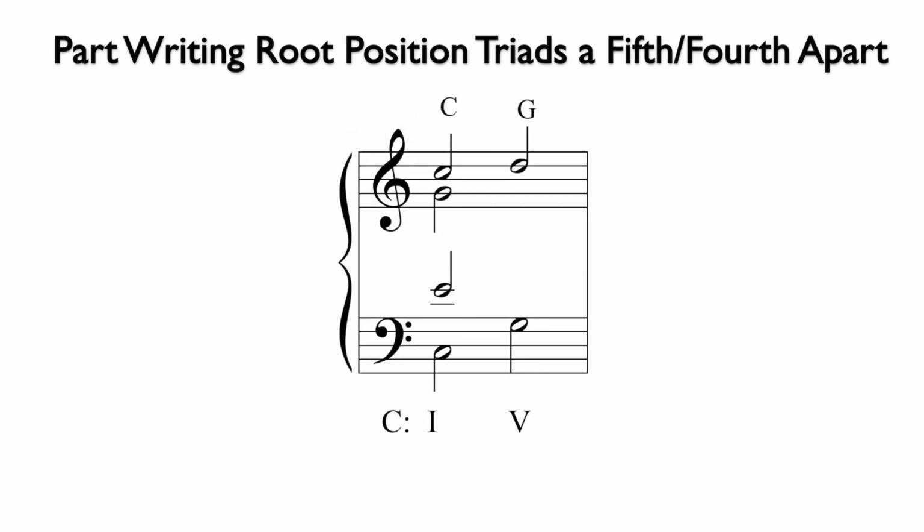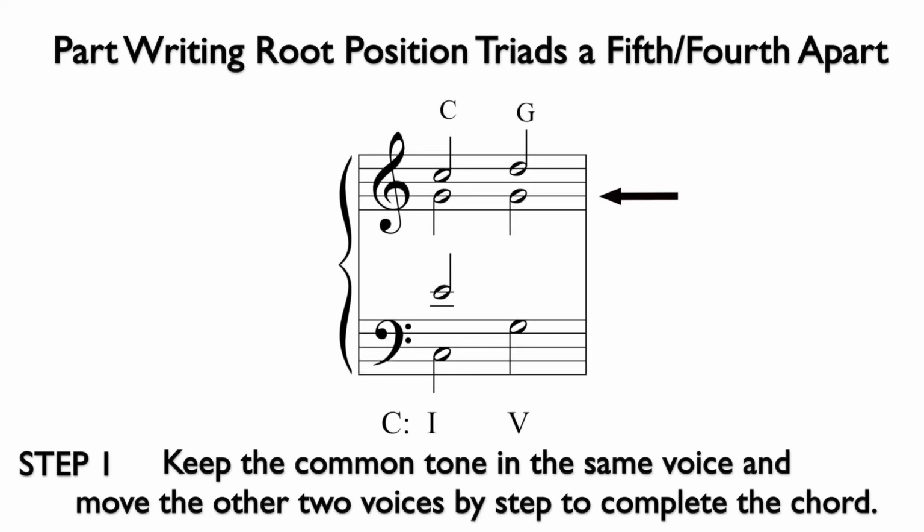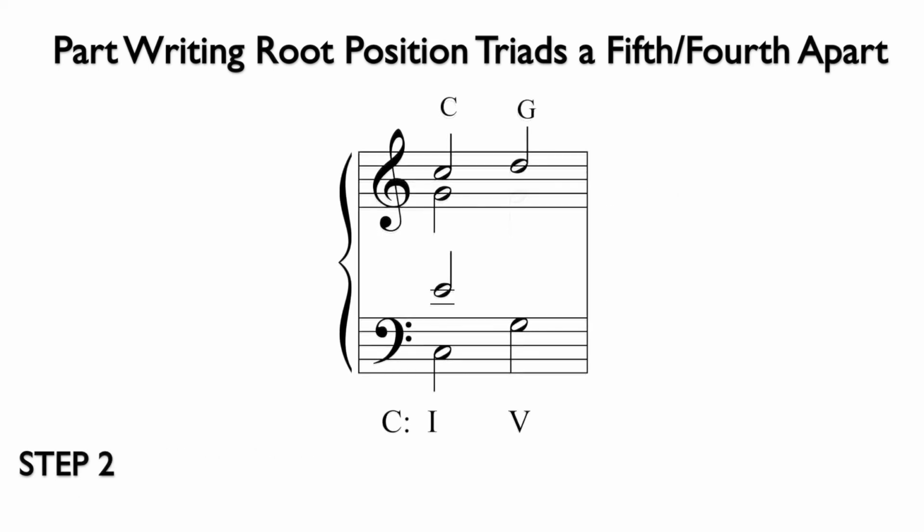Here is a C chord to a G chord in the key of C, 1 to 5. The 1 chord is voiced in close position. We can follow our steps to discover that step 1 will not work because the common tone between C and G is G. If this note is kept in the alto voice, the tenor cannot move by step to complete the chord. Step 2 will work.